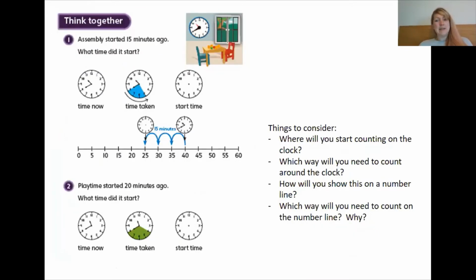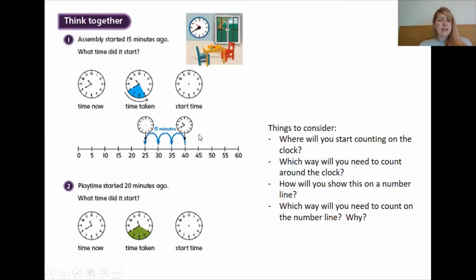Here's your think together. So the things that I'd like you to consider when you're working this out is, where will you start counting on the clock? And which way will you need to go around the clock to figure out the answer? Are you going to go clockwise? Or are you in fact going to go anti-clockwise because you're finding a time that happened earlier? How will you show this on a number line? Remember what we spoke about.